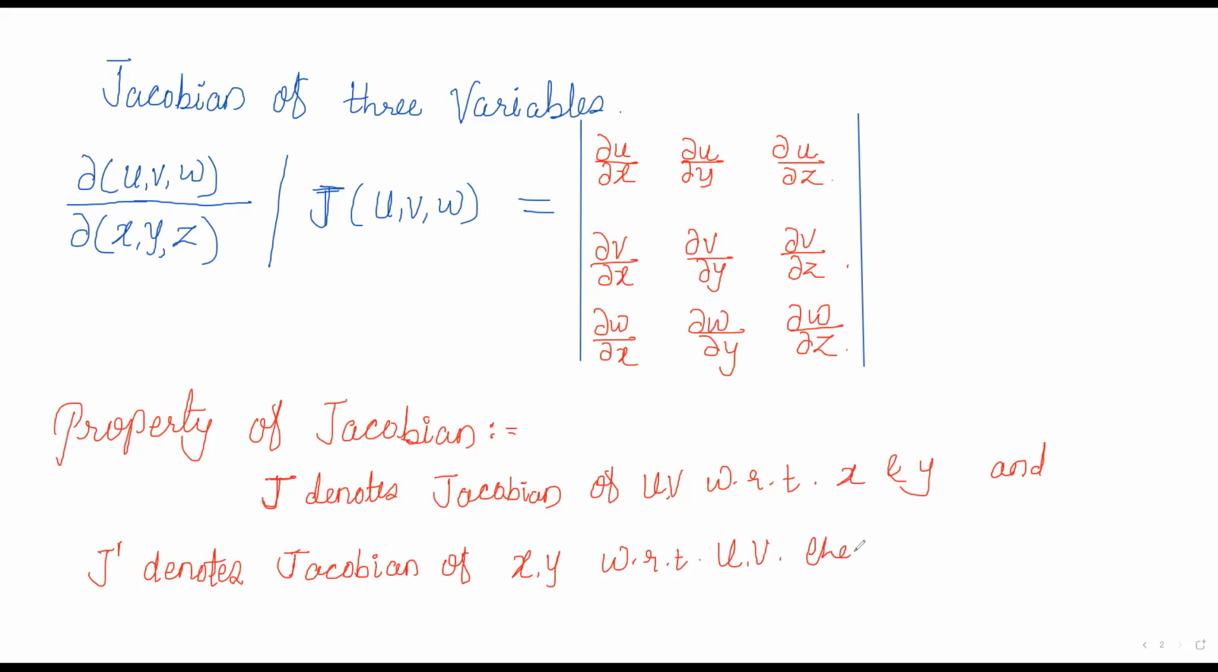Then it can be proved that J into J dash is equal to 1. This is the property of Jacobian. What is J? J is the Jacobian of UV with respect to x and y. And J dash is the Jacobian of xy with respect to u and v.